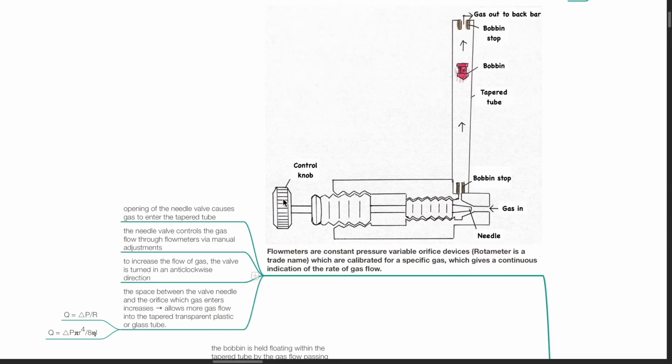To increase the flow of gas, the valve is turned in an anti-clockwise direction. The space between the needle valve and the orifice which gas enters increases, and this allows more gas flow into the tapered, transparent plastic or glass tube.